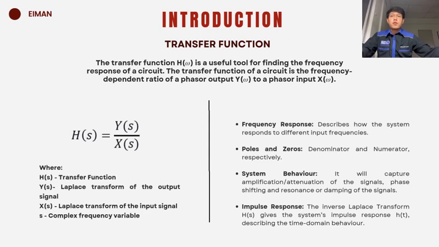First, frequency response. This shows how the system reacts to various input frequencies. Next, poles and zeros. These come from the denominator and numerator and affect the shape and behavior of the response. Next, system behavior. This includes how the system amplifies and attenuates signals, shifts phase, and whether it resonates or damps.